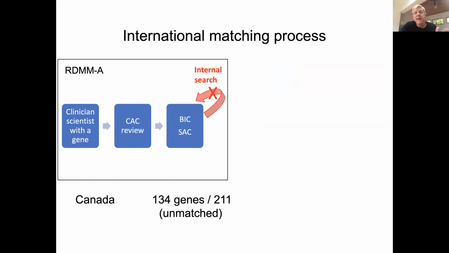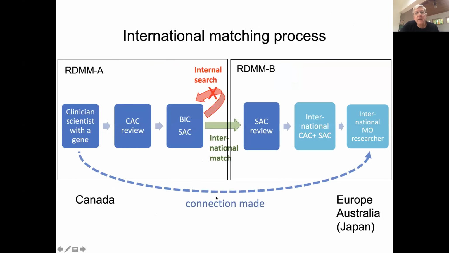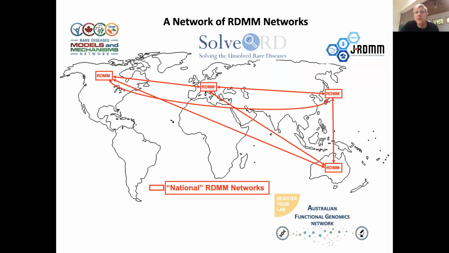The idea is, as genes come through our system, as I said, about 2/3 of the genes failed to get a match. So it would be possible that these genes could then be used to search in the registries of other RDMMs in other countries, for example, in Europe, Australia, or Japan. These are now ongoing efforts being established in these countries. The idea is that, hopefully soon, these independent RDMMs can be communicating with each other and doing cross registry searches to try to make connections across borders.